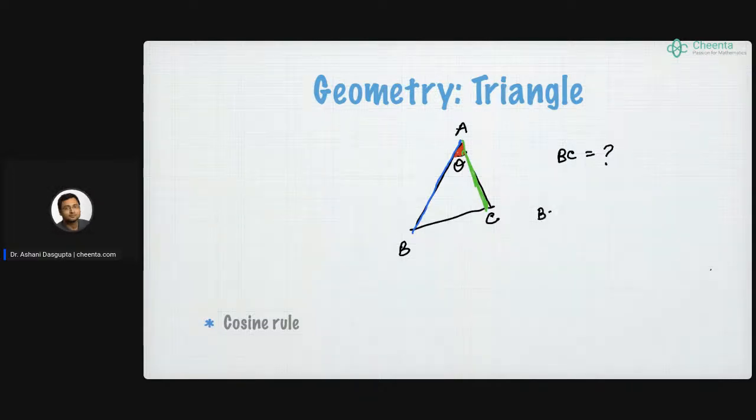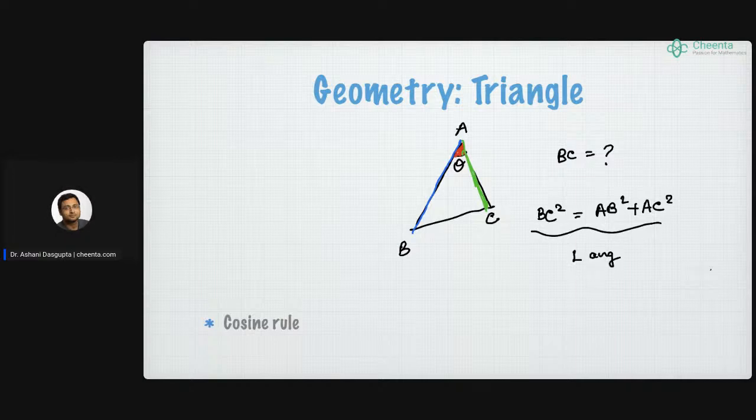So BC square is equal to AB square plus AC square. Well, this is true if it is right angled, but even if it is not right angled, this is actually true. So minus 2 AB times AC times cosine of the angle in between. This is the extra term that you have to worry about if it's not a right angle triangle.